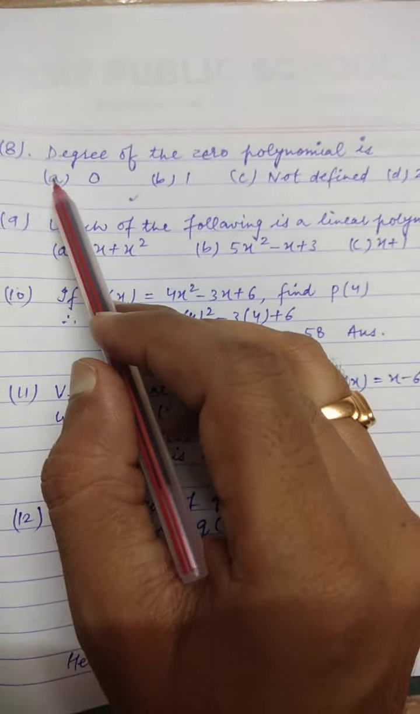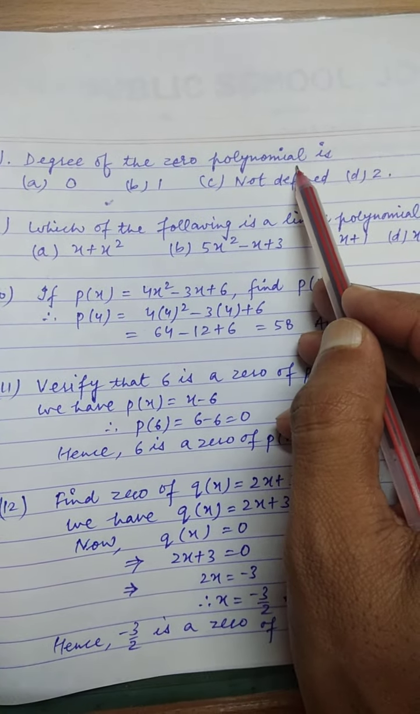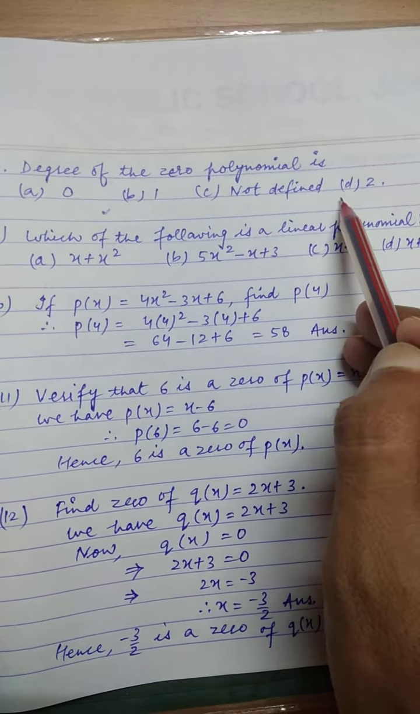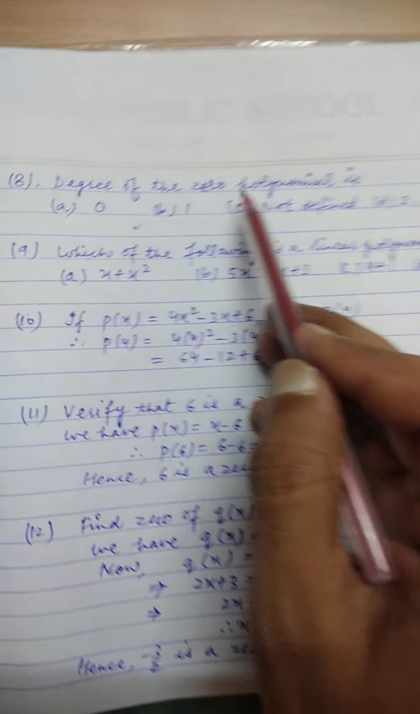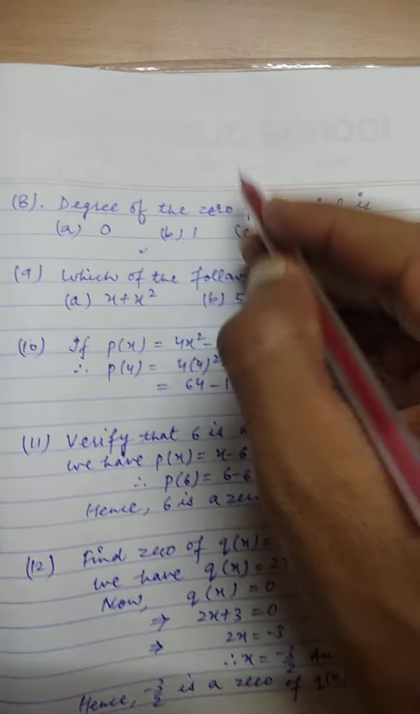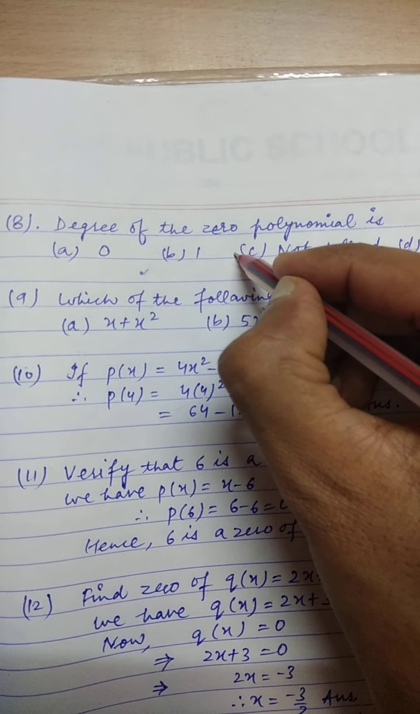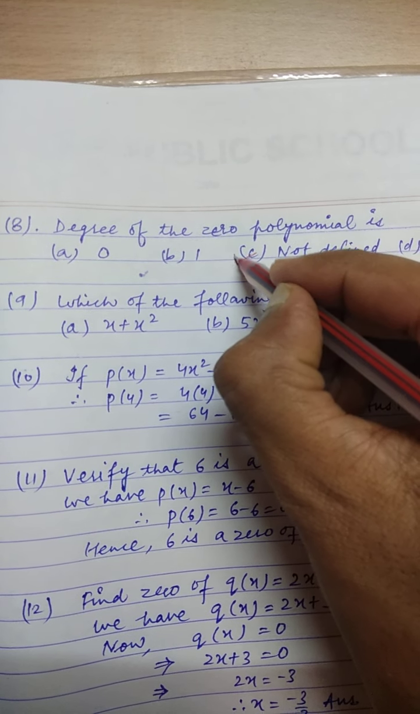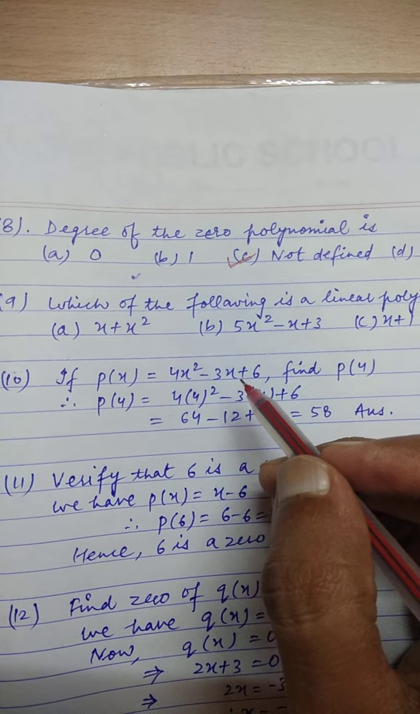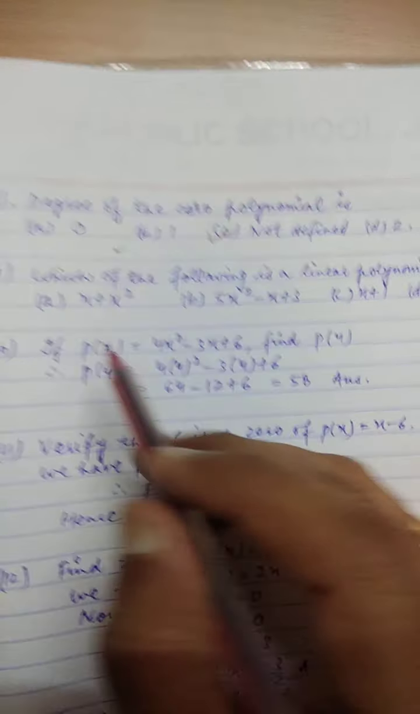Question number 8. It is an MCQ. Degree of 0 polynomial is, you have been given 4 options: 0, 1, not defined, and 2. And degree of 0 polynomial is always not defined. This will be your answer. C is the correct option. 0 polynomial is your 0 and its degree is not defined.